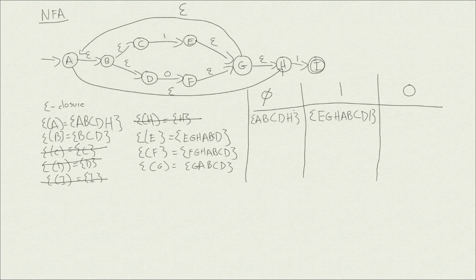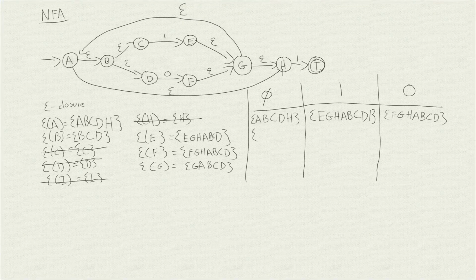So now with 0, we look at A, no. B, no. C, no. D, yes. D can go to F, and then all the epsilons after. So it can go to F, G, H, A, B, C, D. And then H with 0 can't go anywhere.